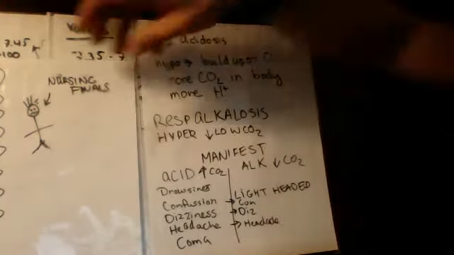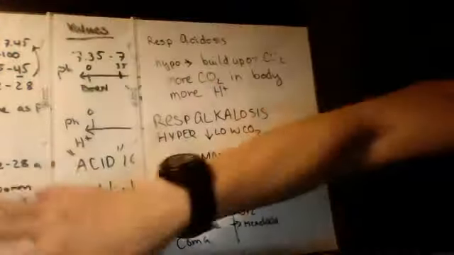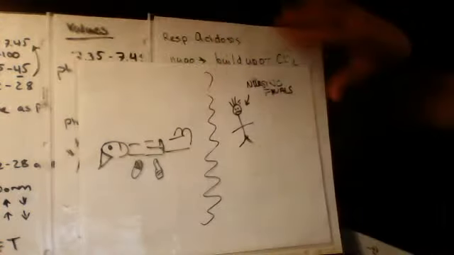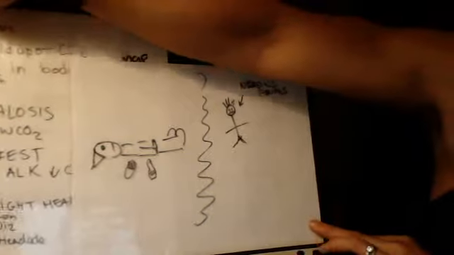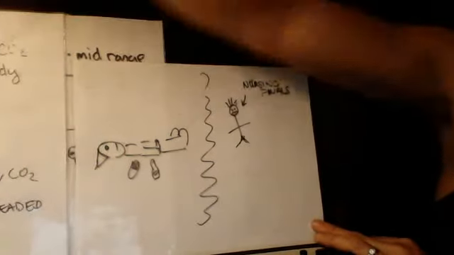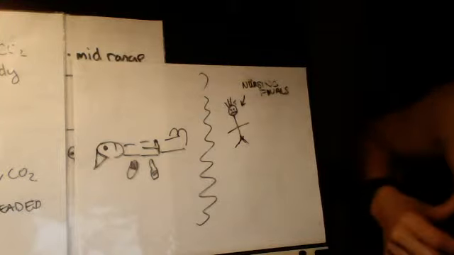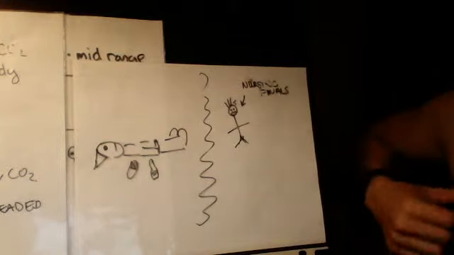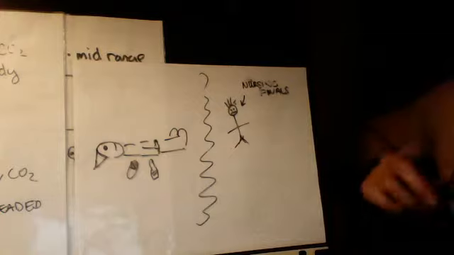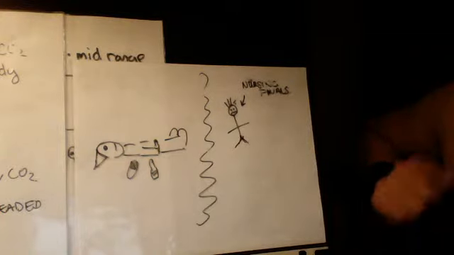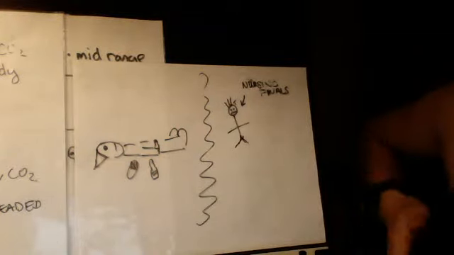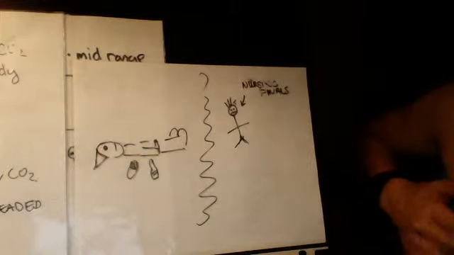So let's look at this one more time. The actual manifestations are, like I said, pretty much the same thing for respiratory alkalosis and acidosis, and metabolic acidosis and alkalosis. The only difference is how and what systems caused it. But again, the symptoms are the same thing. In either one, the CNS is depressed.